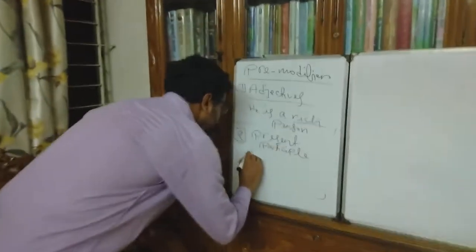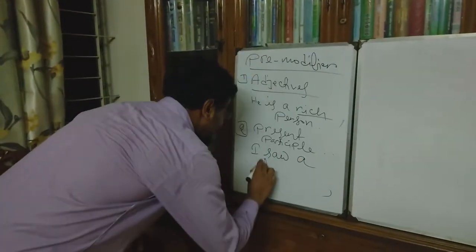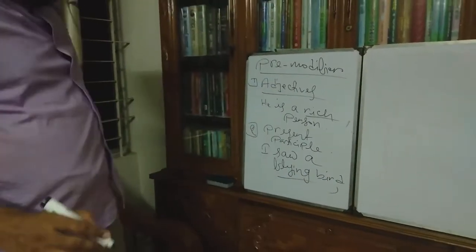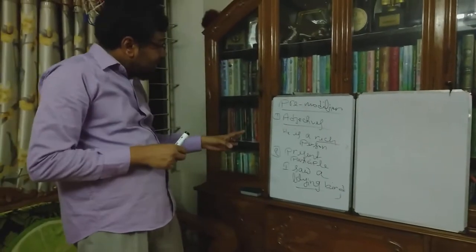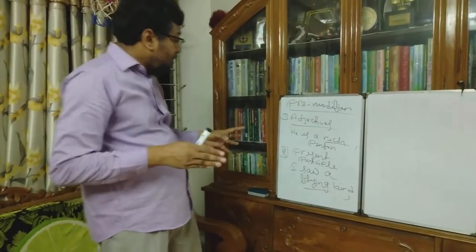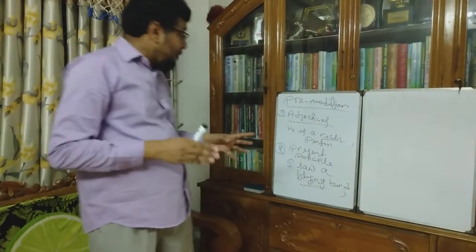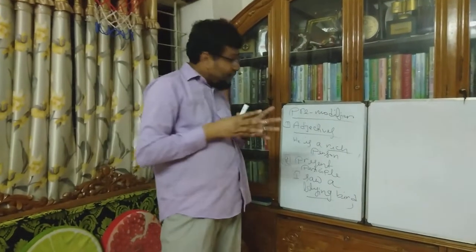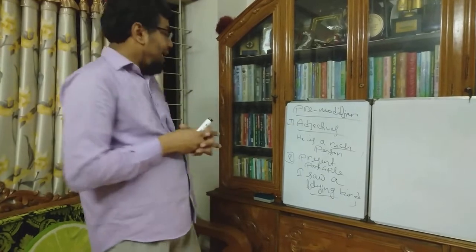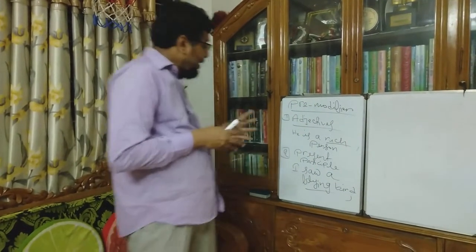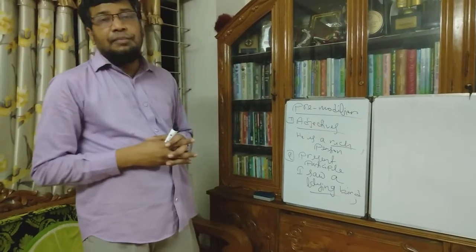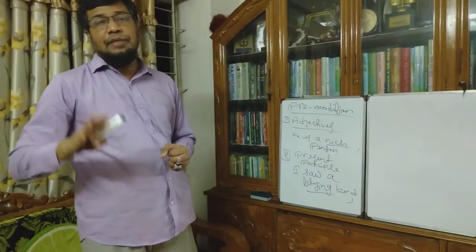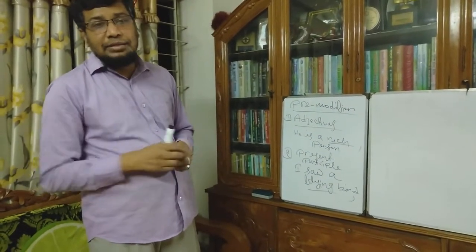I saw a flying bird. So flying is a pre-modifier here because flying is a present participle. What is present participle? Present participle is ing with the main verb which works like an adjective. It is mainly a verb, but it will work like an adjective. That is present participle. So present participle can be used as pre-modifier, as you have seen in this sentence. I saw a flying bird. So flying is a present participle and it is used here as pre-modifier.